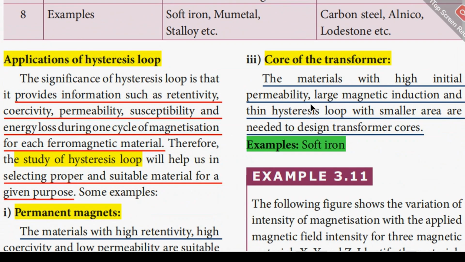The next one is how to make the core of a transformer. The materials with high initial permeability, large magnetic induction, and a thin hysteresis loop with smaller area are needed to design transformer cores, as the materials will be magnetized and demagnetized according to the alternating current passing through the wire.